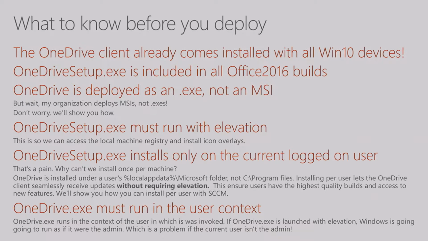So these last two are where we get the most questions in a deployment. And so remembering these two steps are the key to having your own successful deployment. OneDrive setup.exe installs only on the current logged on user. Now, at a glance, this may seem like a pain. Why do we behave this way? So OneDrive installs under the local app data for each user. Installing under local app data lets OneDrive seamlessly auto-update itself without requiring elevation.